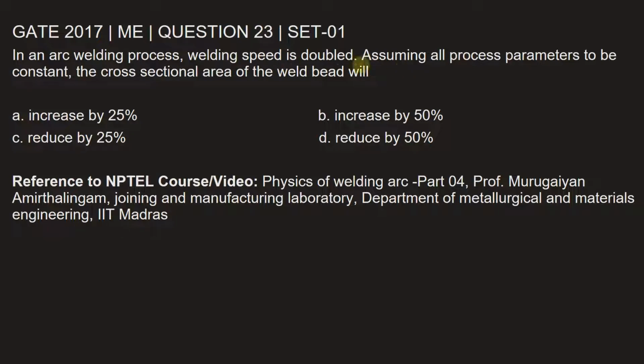Let's look at the given information. We are being given that the weld speed is being doubled. We can write the second weld speed, V2, is equal to 2 times the initial weld speed, V1. And we have to find the relation between A1 and A2.